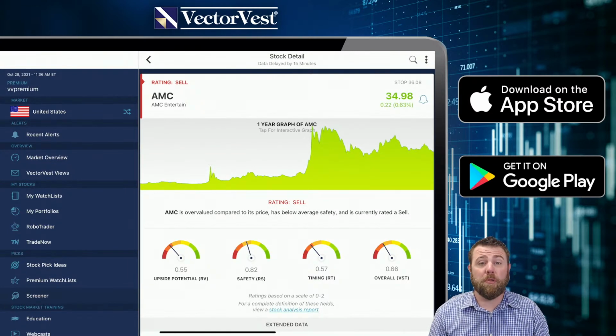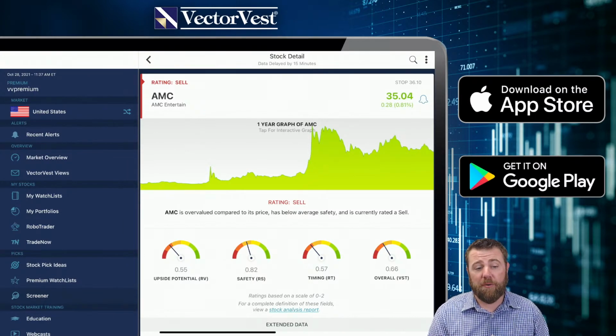RV, RS, both below 1. Tells us this is a speculative play. I don't think anybody could disagree with that. People are speculating on what's going on in the market structure side of things more so than the stock itself. The fundamentals don't necessarily back up a $35 price point right now. So therefore it is speculation.